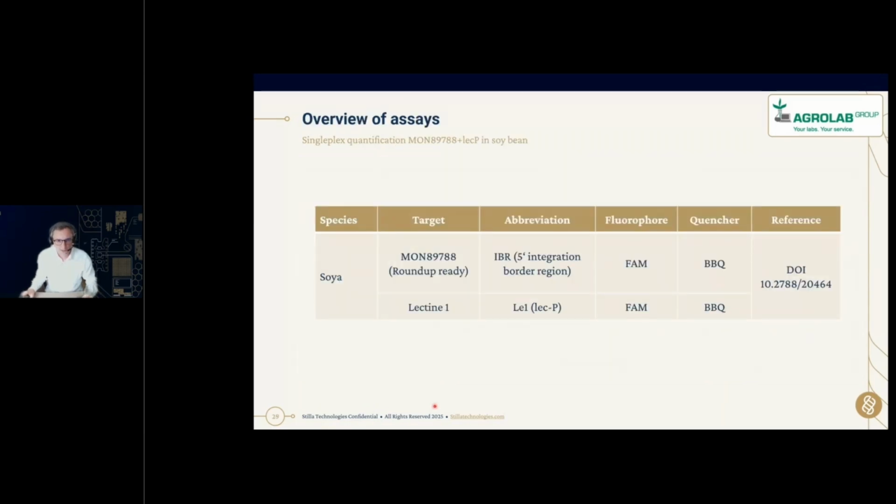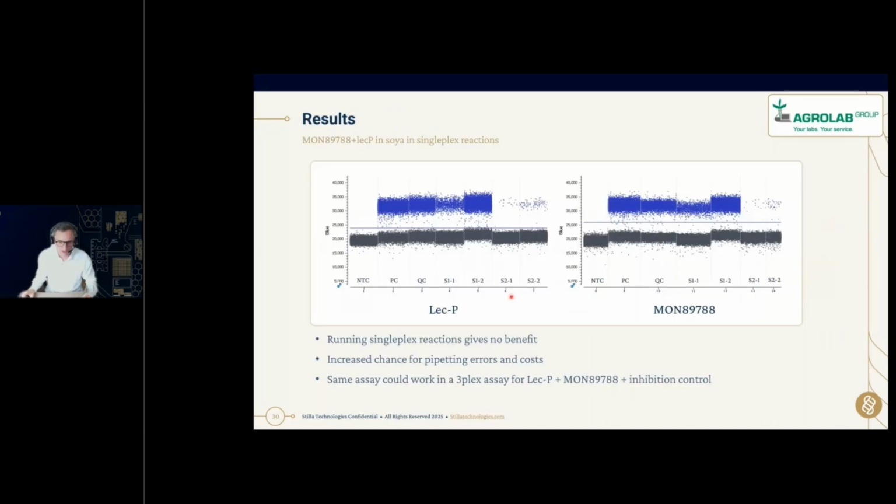Then we did a quantification assay for MON 89788. So these are two different measurements for one color. We had lectin and MON 89788, and we ran both as a singleplex reaction. Honestly, I don't think that this gives you a benefit.